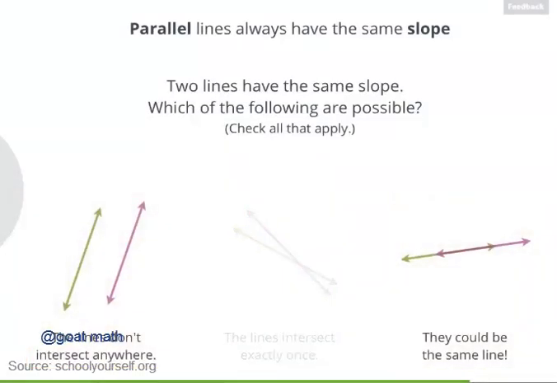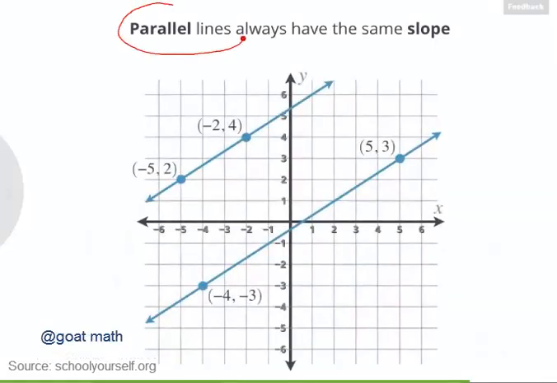Exactly right. So if someone tells you that two lines have the same slope, then those two lines could be parallel, but they could also be the same line. Lines that intersect like this are not parallel, and they have different slopes. One line is definitely steeper than the other. So to summarize, parallel lines, like these two lines here, always have the same slope.